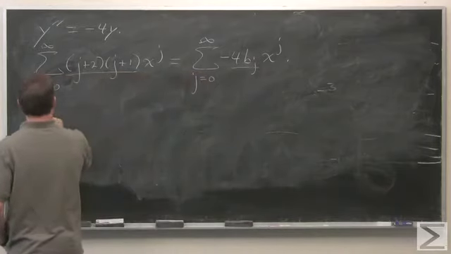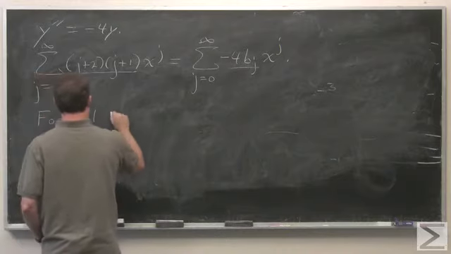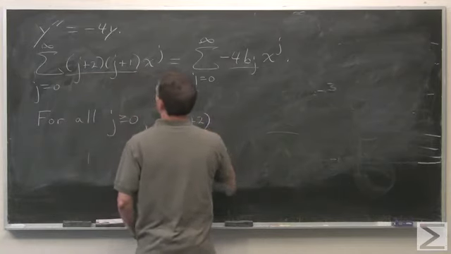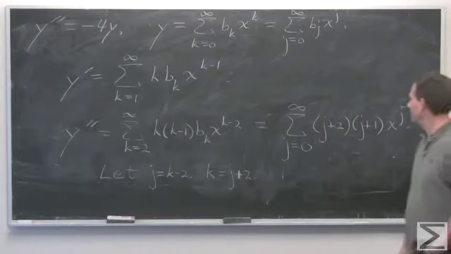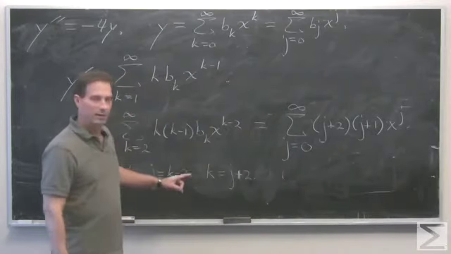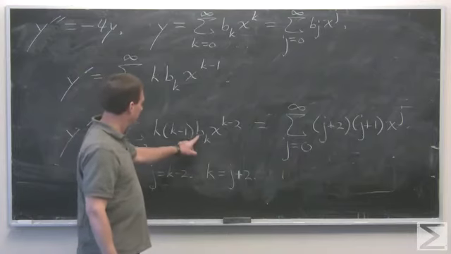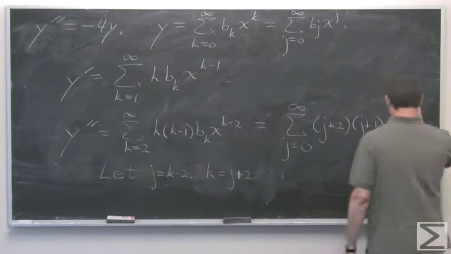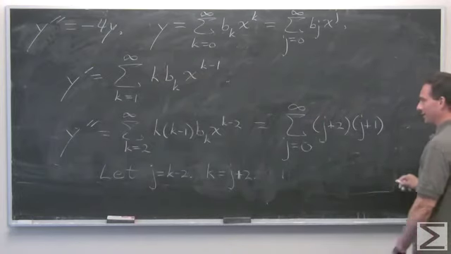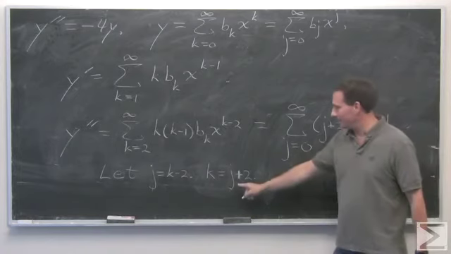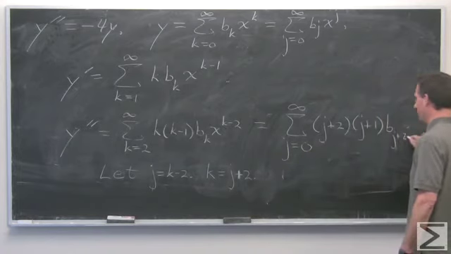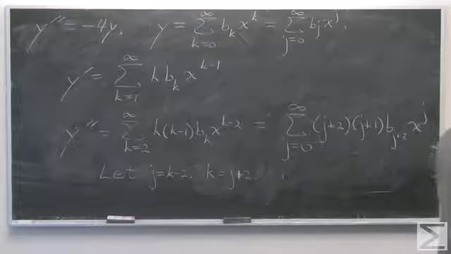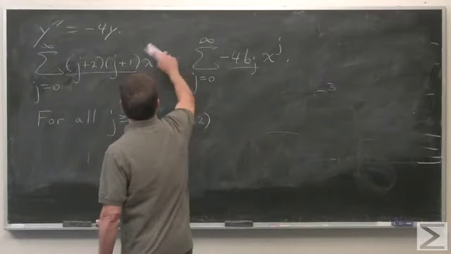So for all j greater than or equal to 0, we need j plus 2. Oh, I dropped a factor. Yes, there's a little problem back here. Good thing I noticed. I had a b sub k here. You might wonder what happened to it over here. It should have been right here. This should have been b sub k, where k is j plus 2. So you get a b sub j plus 2, then the x to the j. I should have noticed that when I rewrote it. Let's try this again.